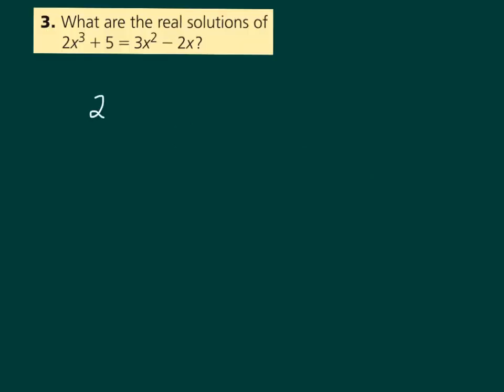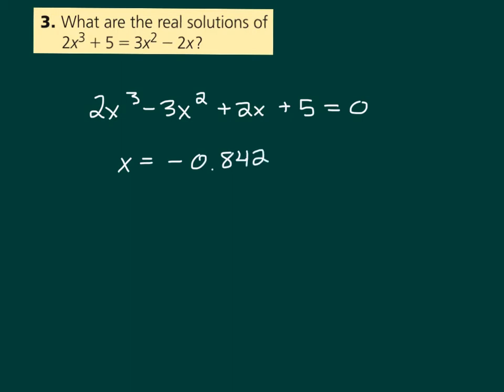So we have 2x cubed minus 3x squared plus 2x plus 5 equals 0. And we want to use the calculator to find the real solutions. Anytime the question only asks for real solutions, you can use your calculator, find the real solutions, and you're done. Okay? The implication is usually when they're asking for the real solutions only, the real solutions are probably some decimal that would be difficult to figure out otherwise. Our zero is negative, so x equals negative 0.842.